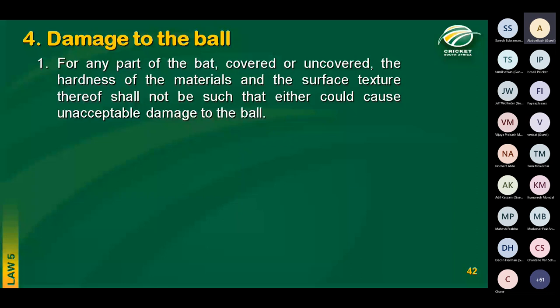So for any part of the bat, covered or even uncovered, and if you do decide to put materials on the bat, for example the batting tape that batters use just to cover small cracks on the bat. Sometimes they put toe guards on the bat to stop the toe from cracking. If they do decide to put these things on the bat, they should not cause unacceptable damage to the bat. And the law gives a definition of what unacceptable damage is.